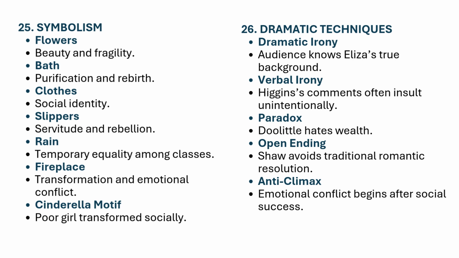Now let us examine the dramatic techniques used by Shaw. One of the most important techniques is dramatic irony. Dramatic irony occurs when the audience knows something that certain characters do not. Throughout much of the play, the audience knows Eliza's true background. However, many upper-class characters believe she is a genuine aristocrat. This creates humor and exposes the superficial nature of social judgments.